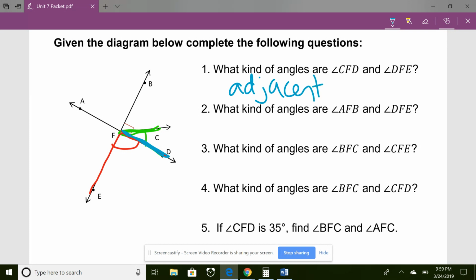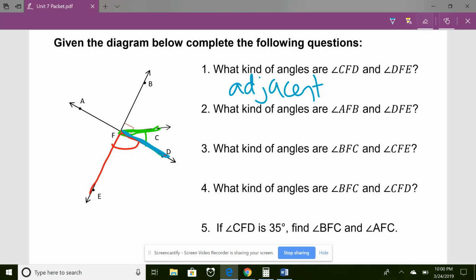Now, we talked about in the last lesson, adjacent angles, they could possibly be complementary, which means they add up to 90 degrees, which these don't. They don't add up to that little box. Or they could be supplementary and add up to a straight line, and they don't add up to a straight line either. They form an obtuse angle. So for now, they are just called adjacent.